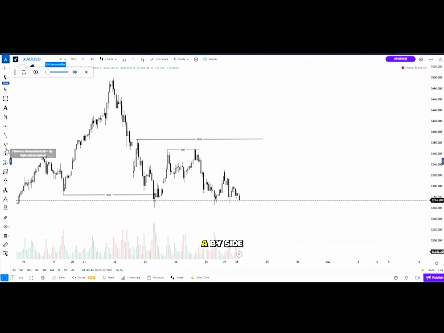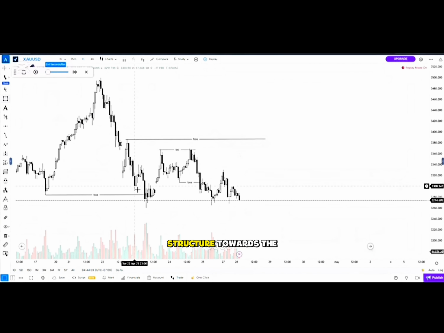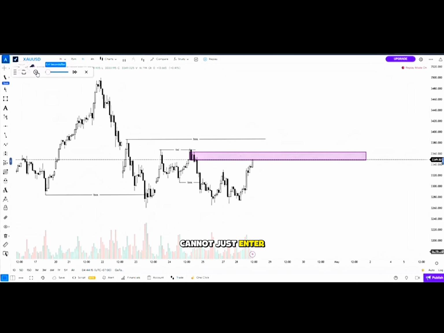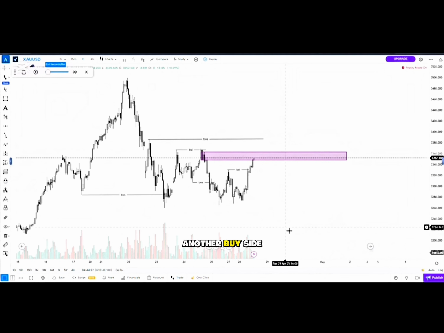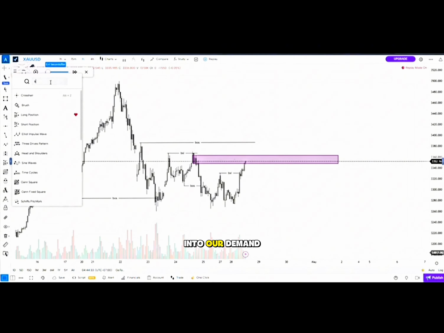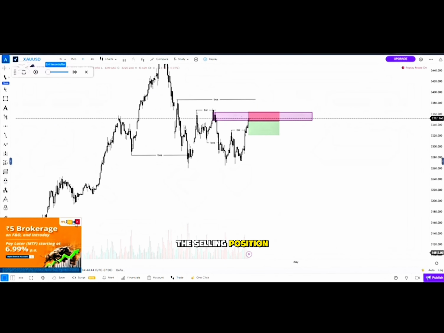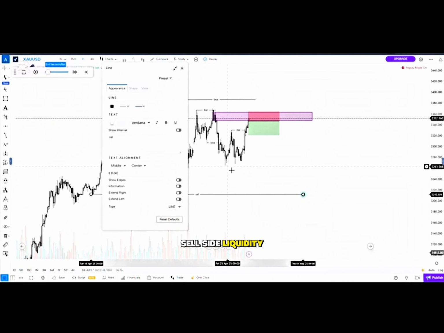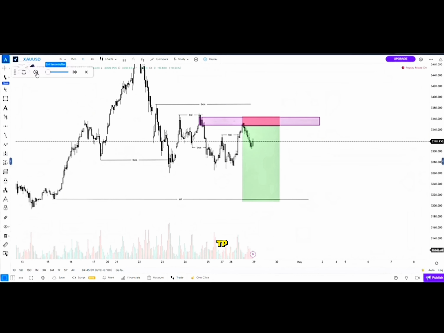So you can see there was buy-side liquidity resting towards the upside, then a break of structure towards the downside. If price did a break of structure towards the upside, then we can consider a break of structure. Without confirmation, we cannot just enter blindly into any trade. You can see there was a demand and another buy-side liquidity, and after the price tapped into our demand, after breaking the structure towards the downside, we would have entered into the selling position, and our target would have been, again, this range, sell-side liquidity. You can see how quickly the price moved into our TP.